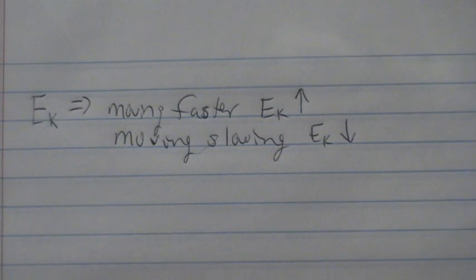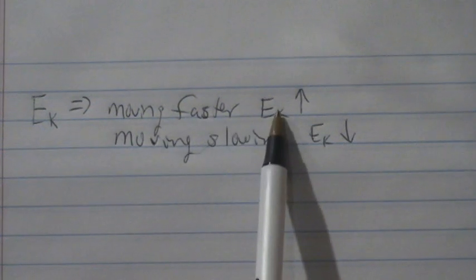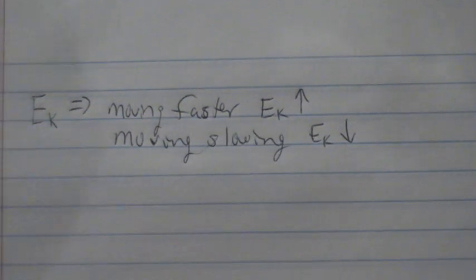Anything that is moving at all has kinetically stored energy. If it's not moving at all, it does not have any kinetically stored energy. Once again, the faster it's moving, the more of this kinetically stored energy it has. The more slowly it's moving, the less kinetic energy it has.